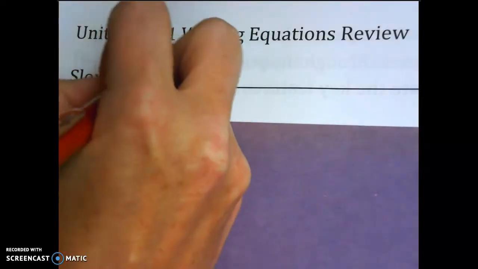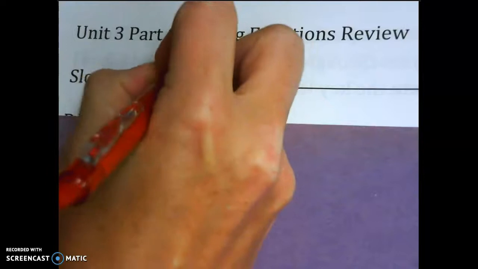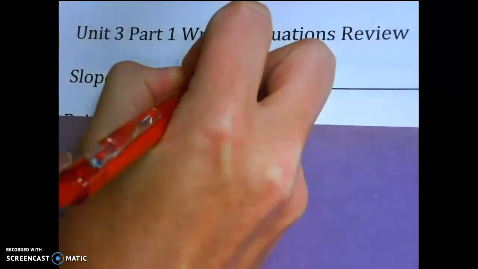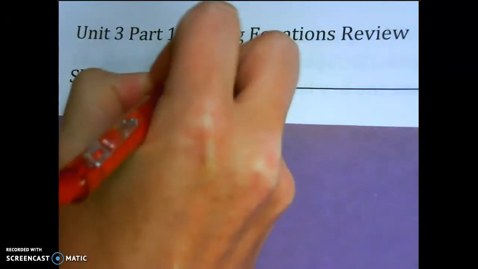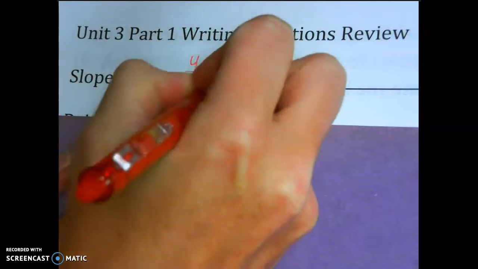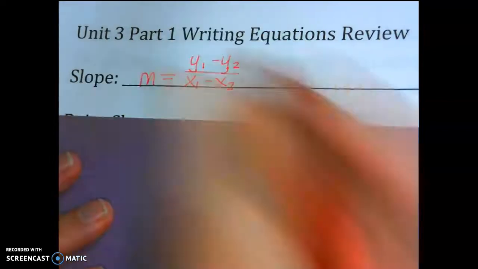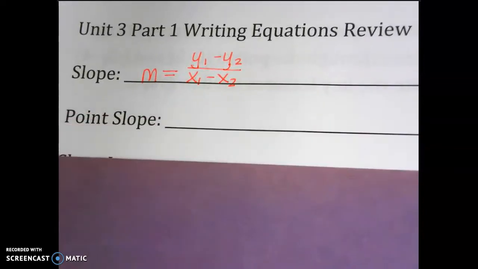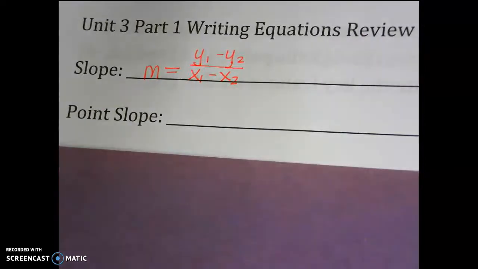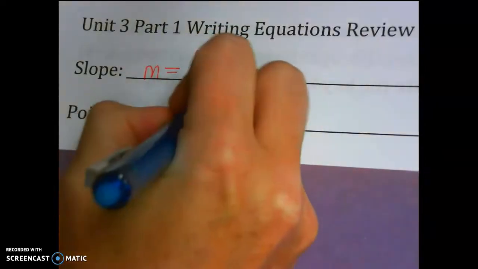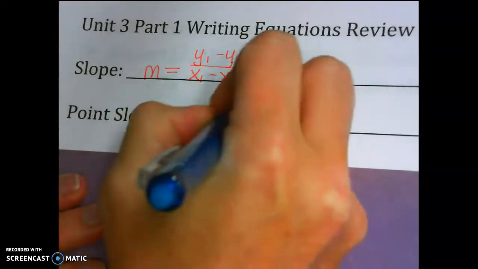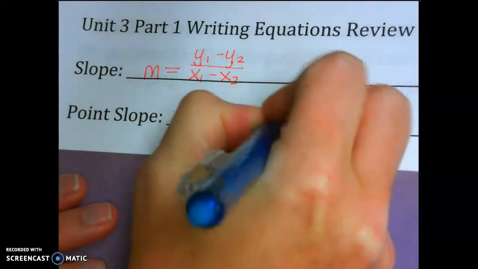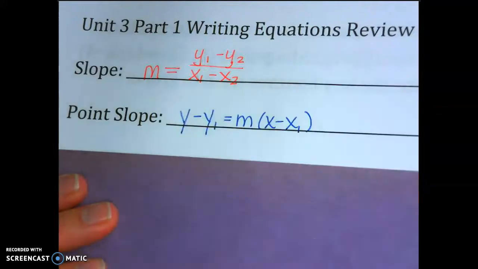So slope, we have m equals y1 minus y2 all over x1 minus x2. And of course, that can be written the other way as well: y2 minus y1 over x2 minus x1. And then we have point slope: y minus y1 equals m times x minus x1.